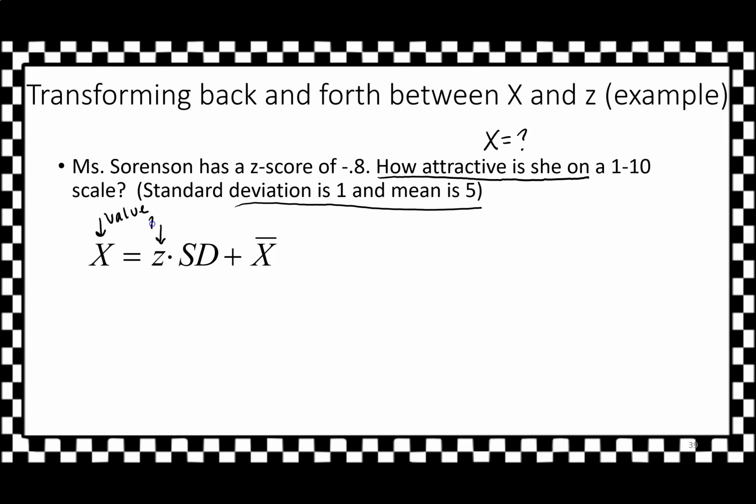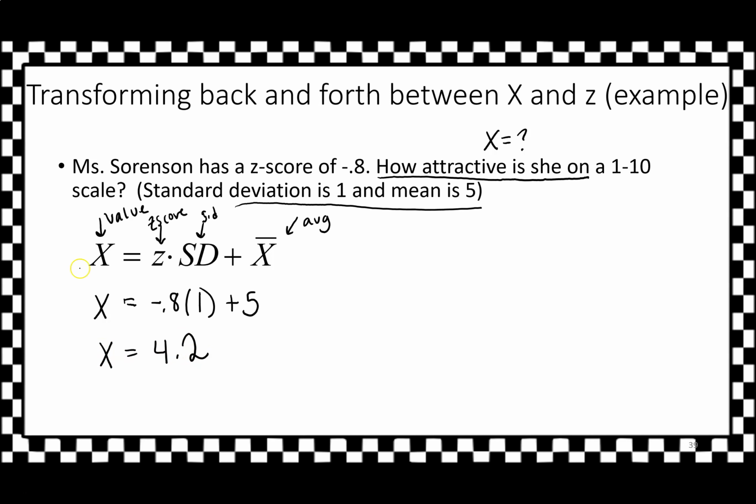This is obviously our z-score. This is standard deviation, obviously. And this is our average. So let's plug in. We've got X equals negative 0.8 times my standard deviation of 1 plus X bar. Well, X bar is our average. In this case, it is 5. We do that math out. We get a negative 0.8 plus 5. Miss Sorensen is at a 4.2.